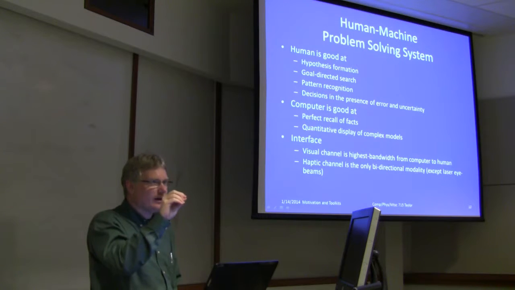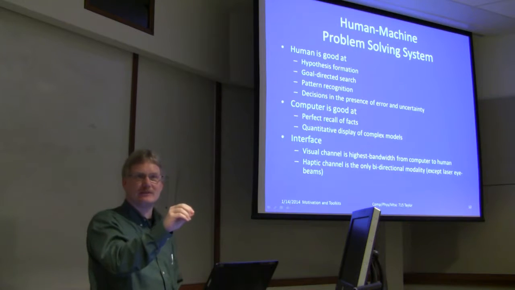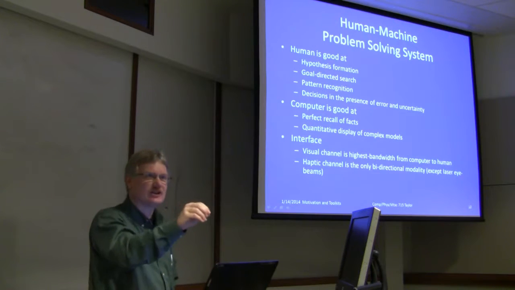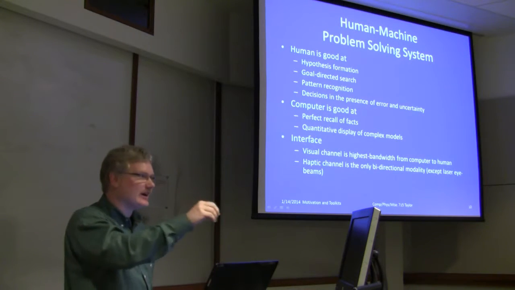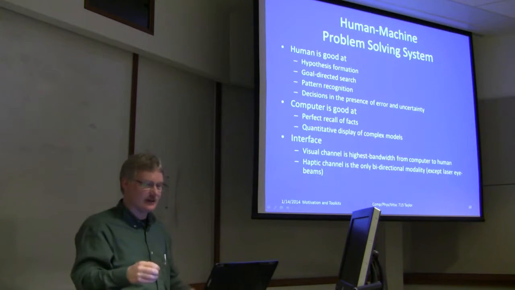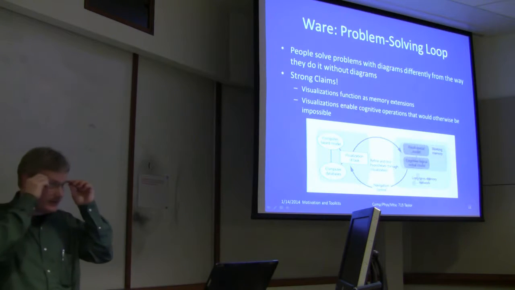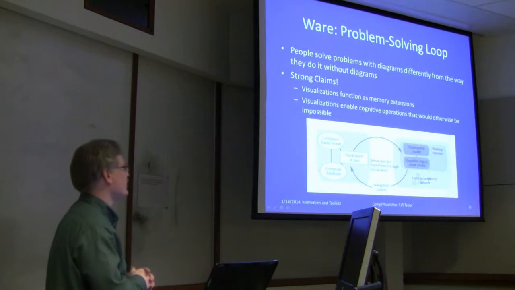And so you're both manipulating the simulation or the data and feeling the results of that manipulation at the same time, right? So you can actually interact with the simulation, interact with some quantities and feel them and adjust them at the same time. All right, so Colin Ware talks about the human-machine problem-solving loop, right?